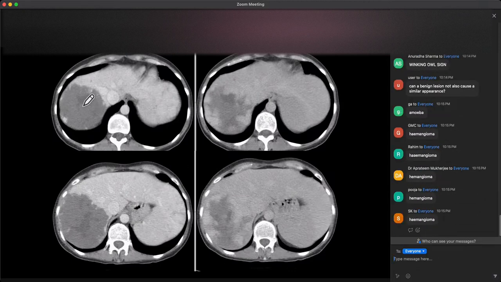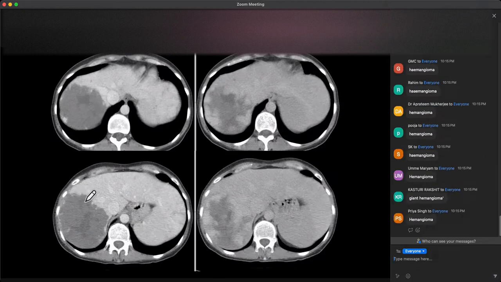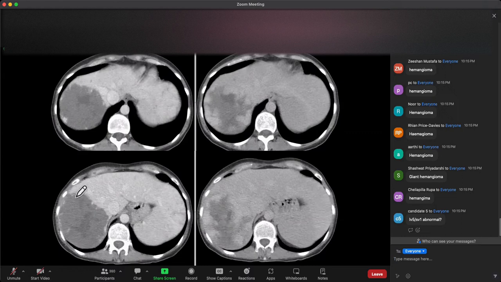It's filling in peripherally with this nodular enhancement in the liver. Yeah, it's a giant hemangioma. It's virtually pathognomonic, okay? So it's a giant hemangioma, and this means that you get this nodular enhancement.